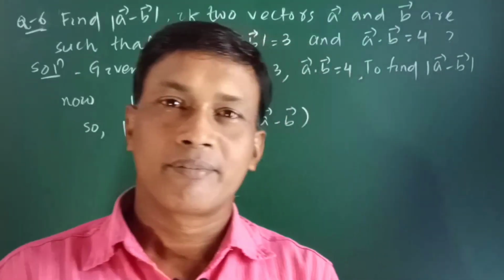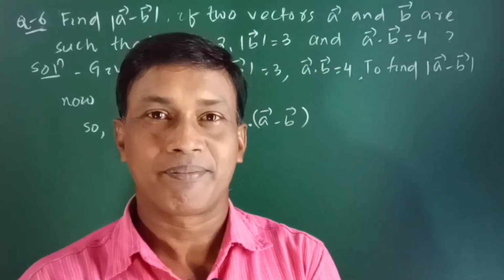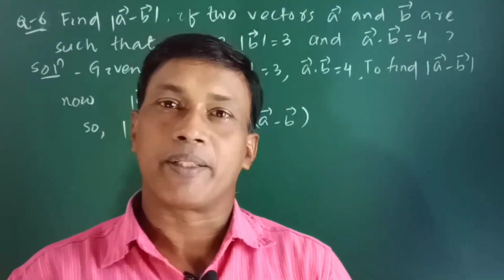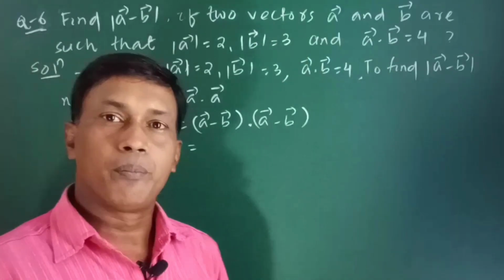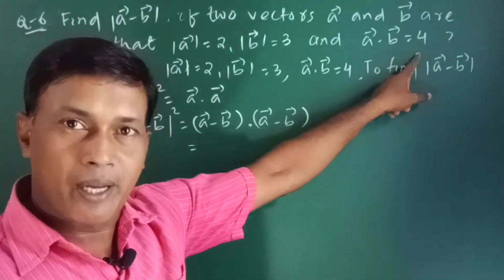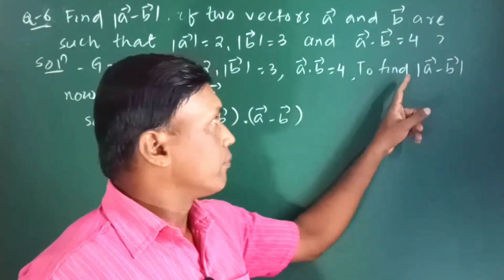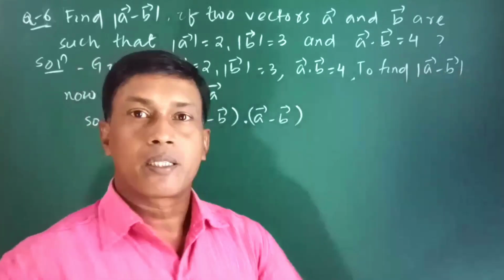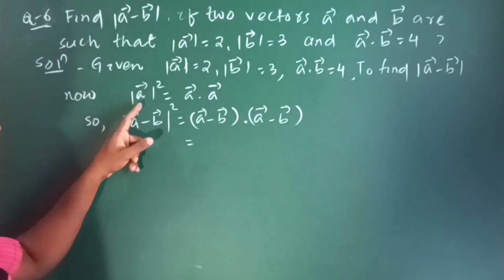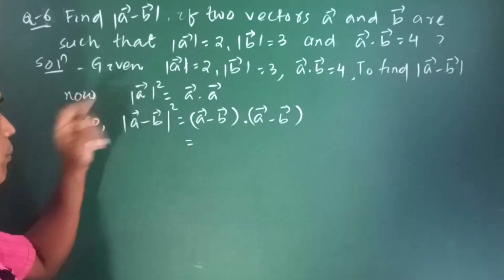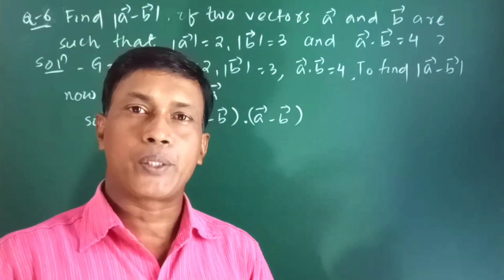Another question is: magnitude of A and B are given and also the dot product is given. Magnitude of A is 2, magnitude of B is 3 and the dot product of two vectors is 4. The question is to find the magnitude of the difference, that means magnitude of A minus B. Now we know the square of magnitude of A vector is A dot A.